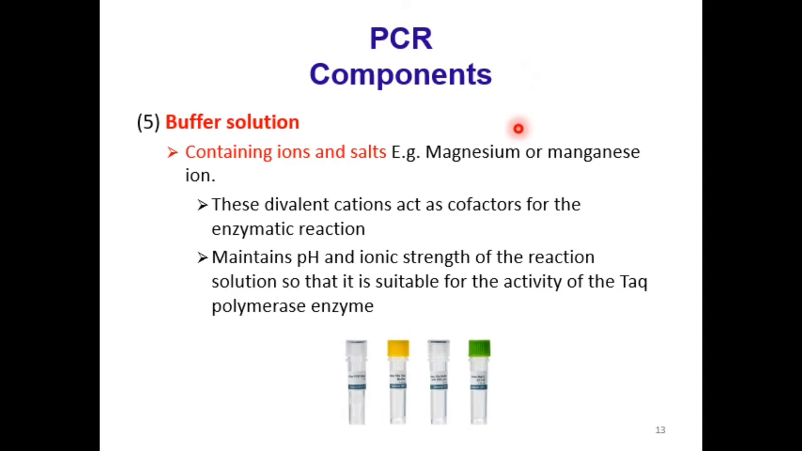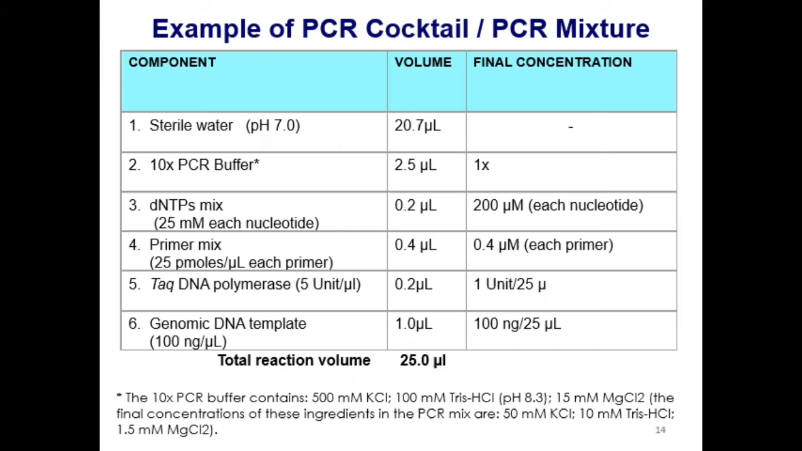This contains ions and salts like magnesium or manganese ions. And of course, these are divalent cations that are very important for the Taq polymerase to act. They maintain the pH and the ionic strength so that this Taq polymerase will perform its action properly. This is an example of a PCR cocktail or PCR mixture.